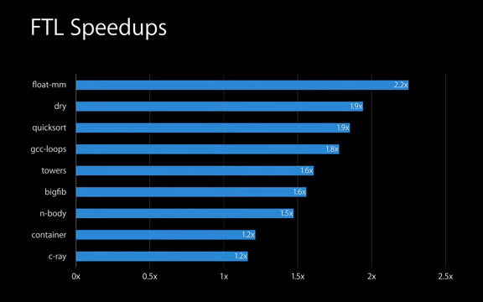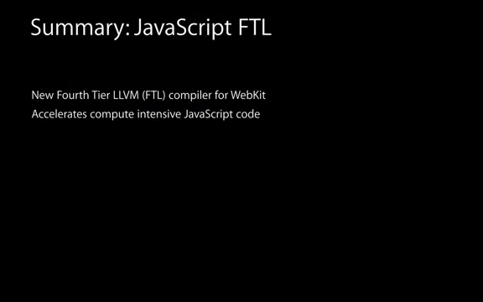Compiling code with LLVM is very beneficial, especially for compute-intensive applications, and especially for these C++ applications compiled into JavaScript that run in the browser. And we're really excited about this technology. So now we use LLVM. To summarize, we use LLVM as a fourth-tier compiler in Safari, both for x86 and ARM64 on iOS and OS X. And we get excellent performance speedups.